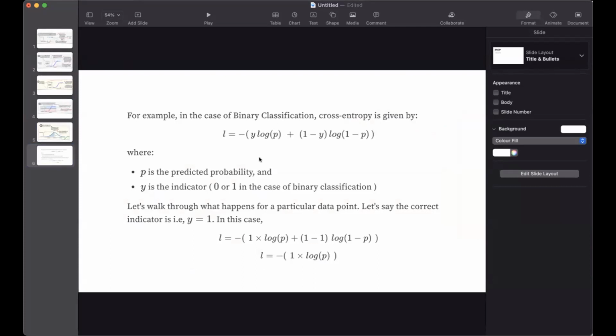So we see this will be our error function. It will be y log of p plus 1 minus y log of 1 minus p. The reason is, for binary classification, y, which is the dependent variable, will be either 0 or 1. What is log p?